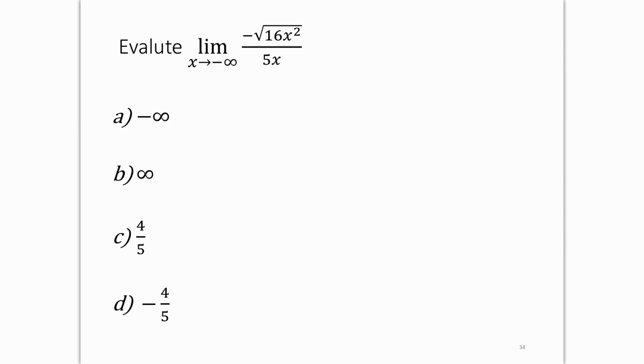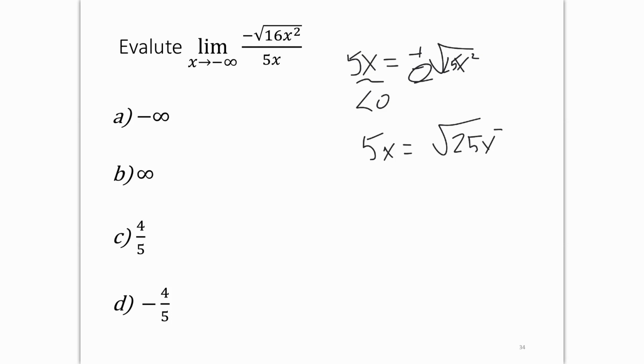And one more, evaluate the following limit. Now this one's a little tricky. You might have to remember that x is equal to the square root of x squared plus or minus. And because x is approaching negative infinity, this quantity here is going to be less than 0. So we're going to take the negative. Really, you should have probably 5x and make this a 25. So you're going to have 5x equals the square root of 25x squared.